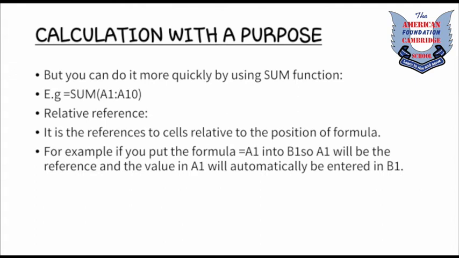A reference is basically the term used to describe a cell or a range of cells in a spreadsheet. There are two types of references: relative reference and absolute reference. In a relative reference, if you copy the value of A1 into B1, the value will be transferred to the B1 cell, and here A1 will be the reference of B1. This is called relative reference.